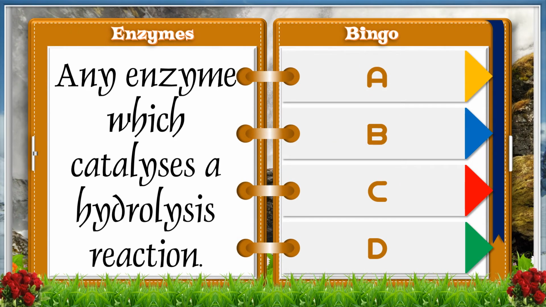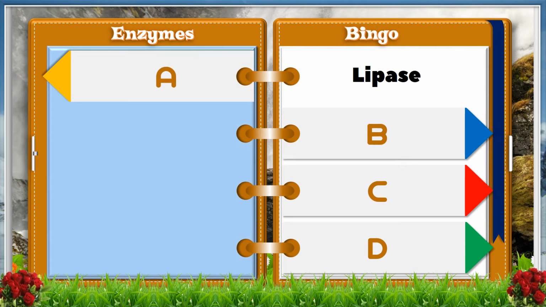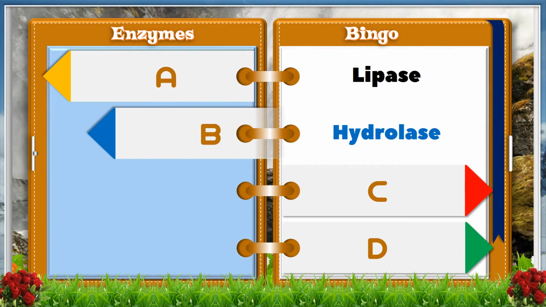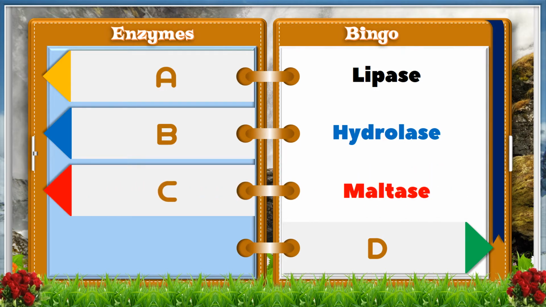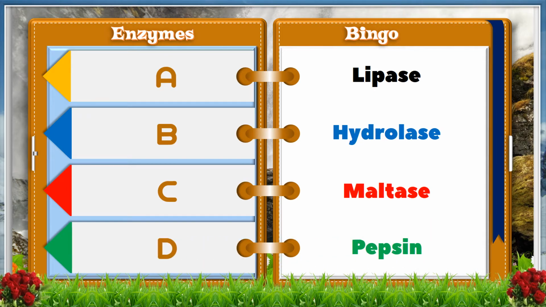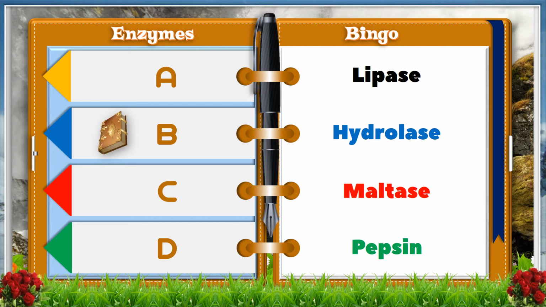Any enzyme which catalyzes a hydrolysis reaction. A. Lipase. B. Hydrolase. C. Maltase. D. Pepsin. And the answer is B. Hydrolase.